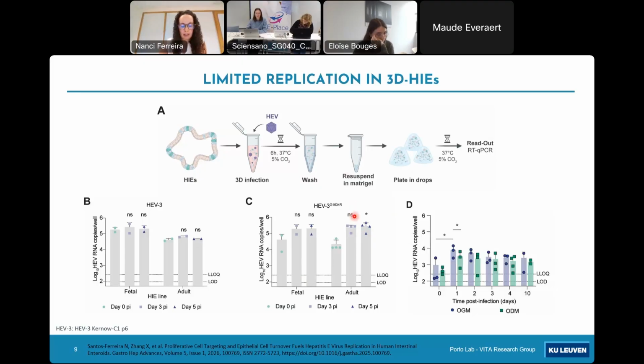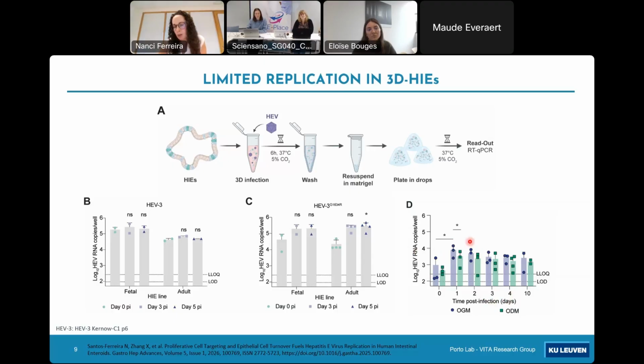So we also then infected undifferentiated enteroids. Those we can keep for longer periods in culture. And those enteroids are kept always in growth media, so we don't push them to differentiate into mature cell types. And here we saw that a higher viral titer is achieved, hinting that the virus may prefer more immature cells than mature cells.